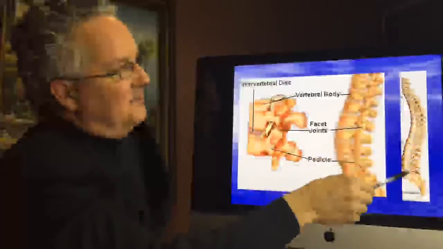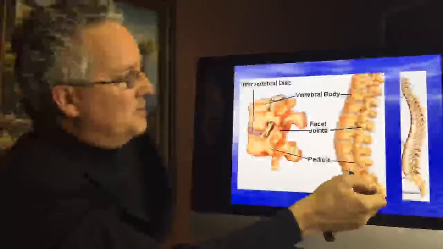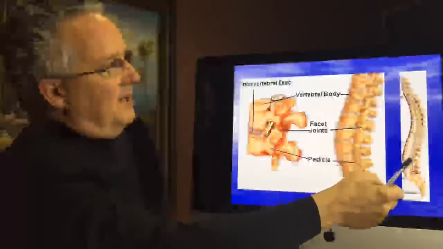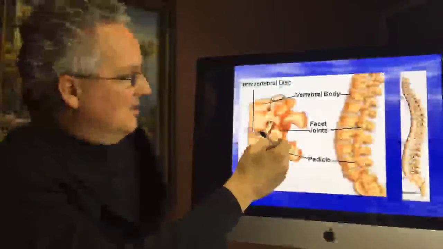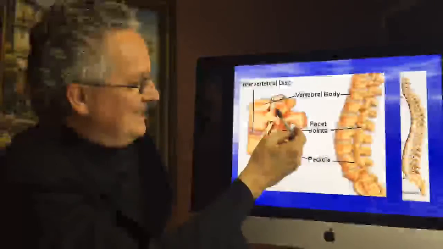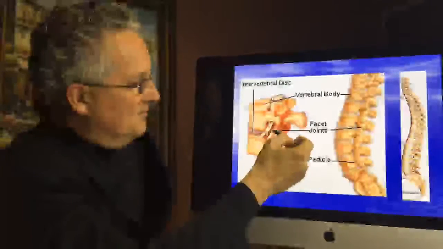Between the head and the hips, there's 24 vertebrae. The vertebrae are the bones. In between each bone, there's a disc. So you have discs in your neck, you have discs in your mid-back, you have discs in your low back. Discs are in between the vertebrae.